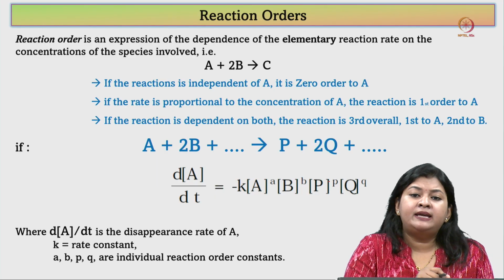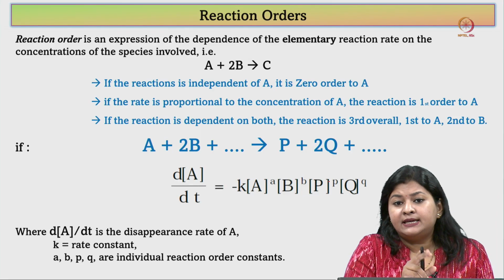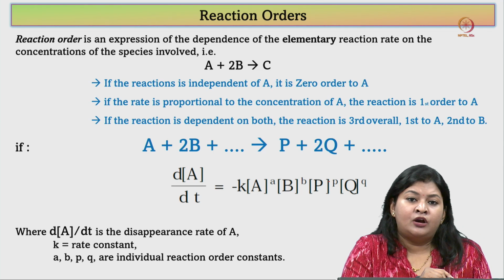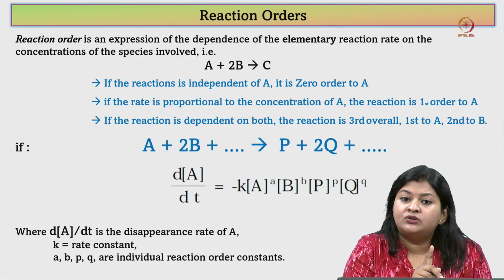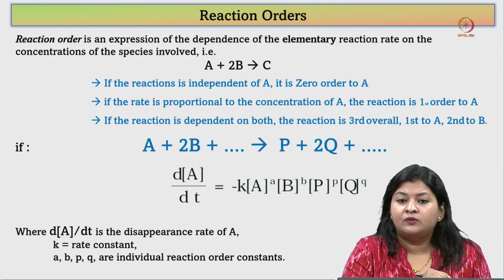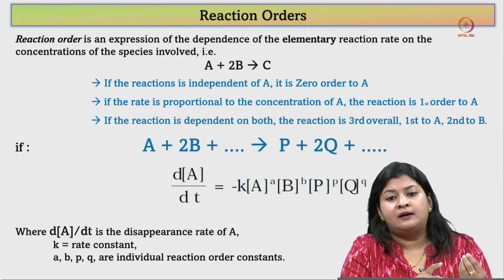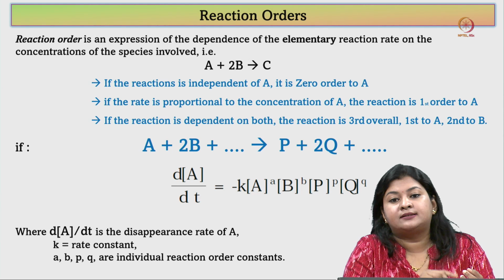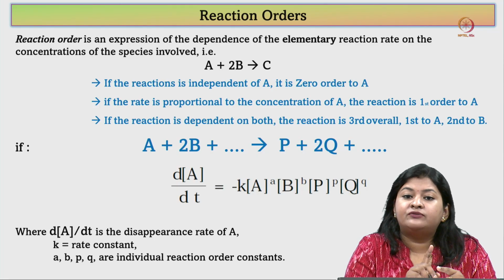Again, for example, if by increasing the concentration of A, I see that the reaction is directly increasing and is proportional to the concentration of A, then I will say that the reaction is first order to A. Physically, if by increasing a particular reactant, say A, my reaction rate increases, then I am going to say that the reaction is first order to A.